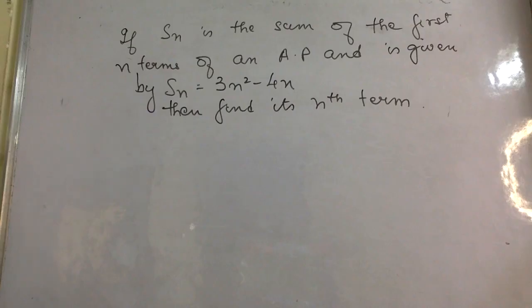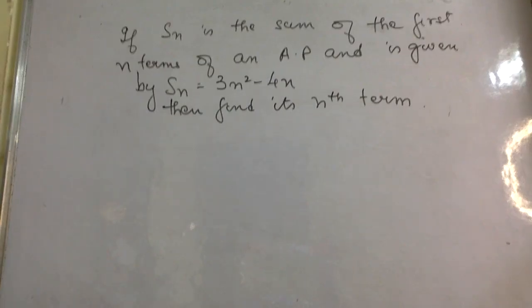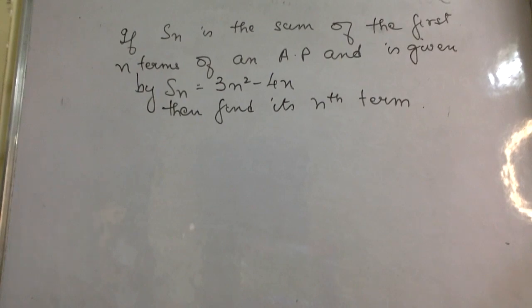So here is a question. Sn is the sum of the first n terms of the AP and is given by this particular formula. Then find the nth term. Now whenever they ask like this, they don't expect any number for the nth term.